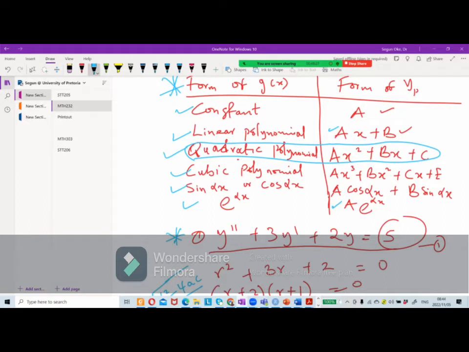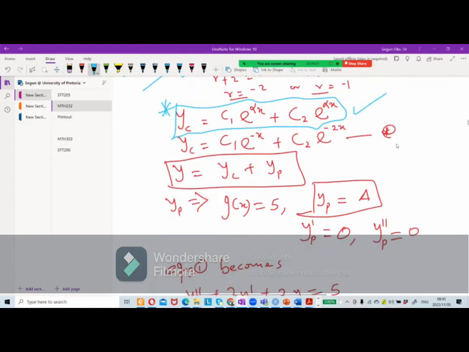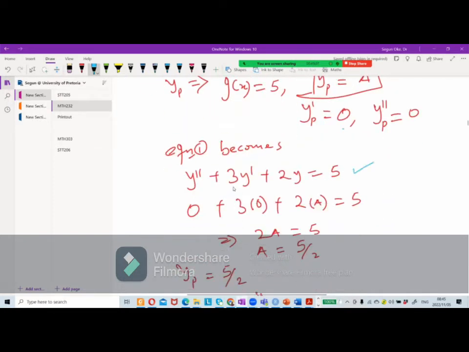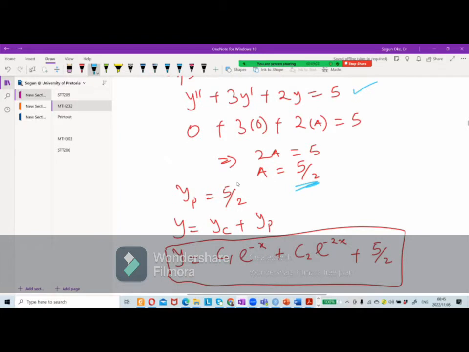anytime you have your g of x, look at this, it's here. When my g of x is a constant, what is going to be my yp? It will be A. If my g of x is a linear polynomial, I will have Ax plus B. Let's check. So our yp here is equal to A. When you differentiate a constant, what do you have? 0. When you differentiate a second time, you still have 0. Then let's go to the equation. Substitute 0 into whatever you have here to find your A. And we are able to get our A to be 5/2, which is equal to our yp.